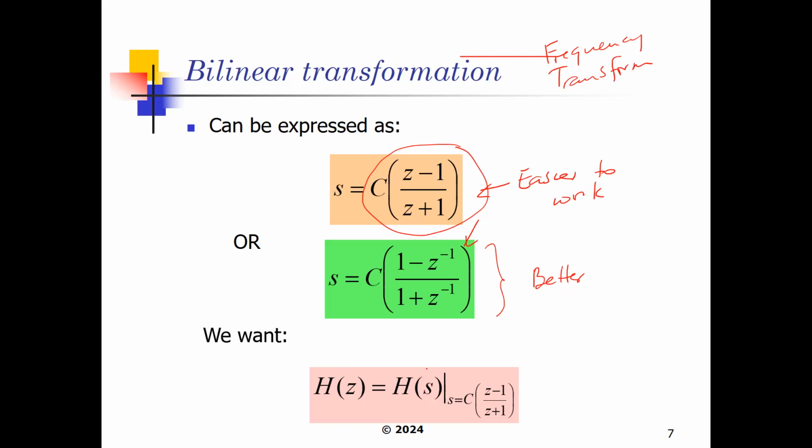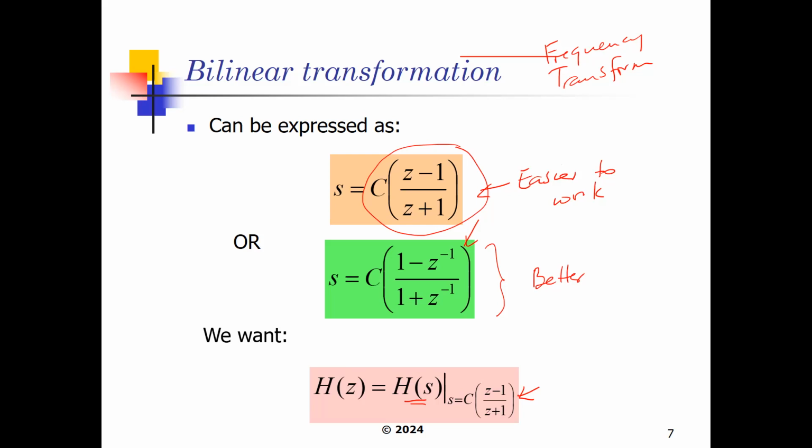H(z) is supposed to behave in frequency close to or identical to what H(s) behaves in the continuous time domain once we make this substitution, that wherever s is in H(s), we substitute it for c (z minus 1) over (z plus 1). That is the idea behind it. Following so far?